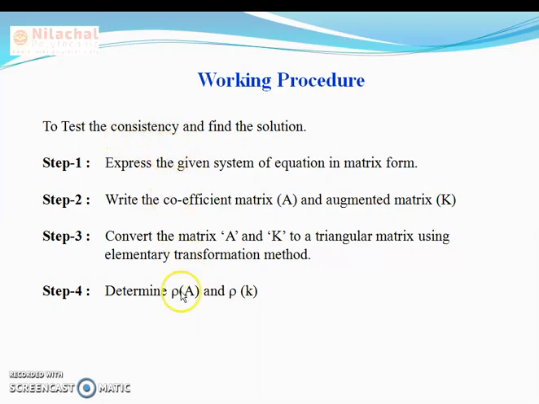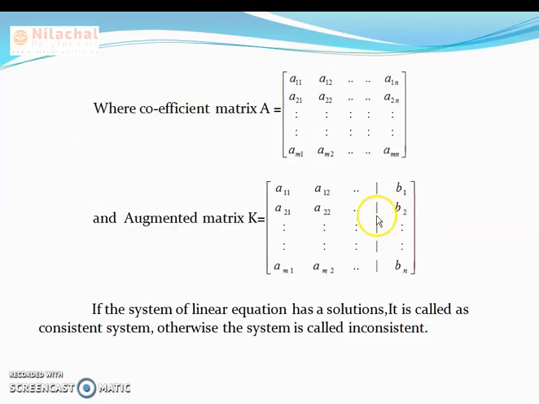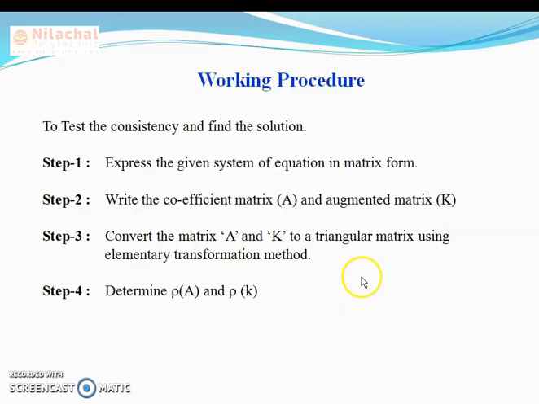So you have to follow this procedure. Step 1, express the given system of equations in matrix form. You have to convert to matrix form because your question will give you equations only. Step 2, write the coefficient matrix and augmented matrix. Clear? As we have explained here, this is your coefficient matrix, this is your augmented matrix. Similarly, convert the matrices A and K to a triangular matrix or upper triangular matrix using the elementary transformation method.